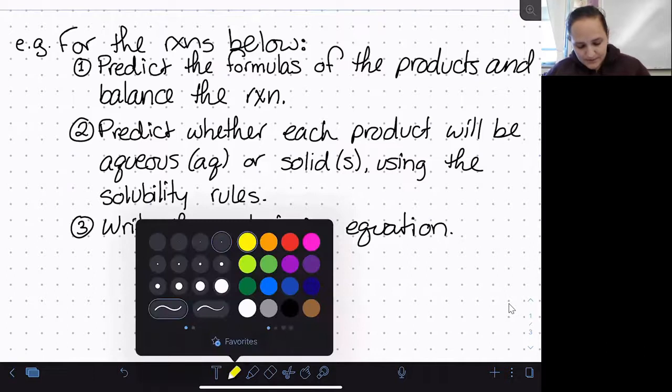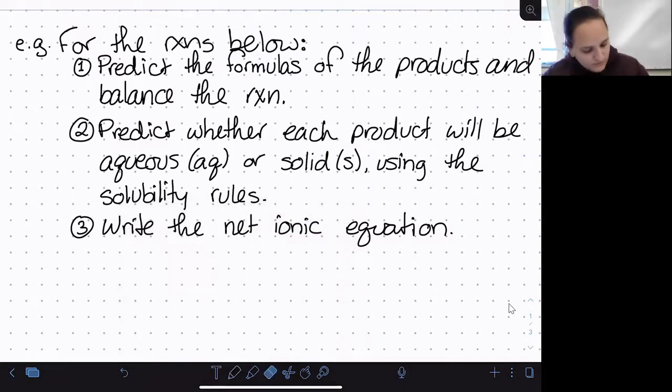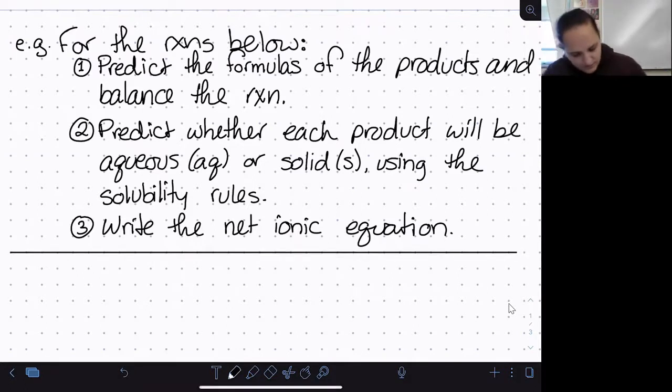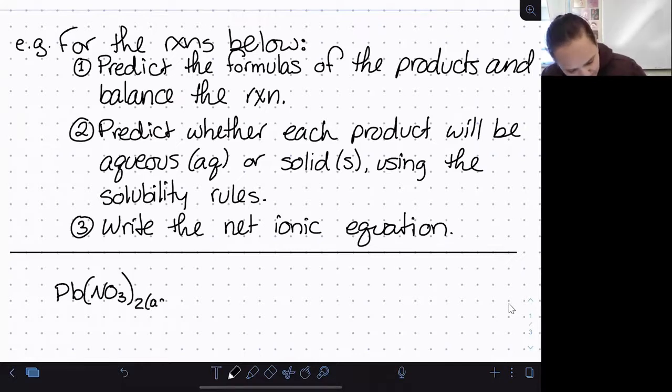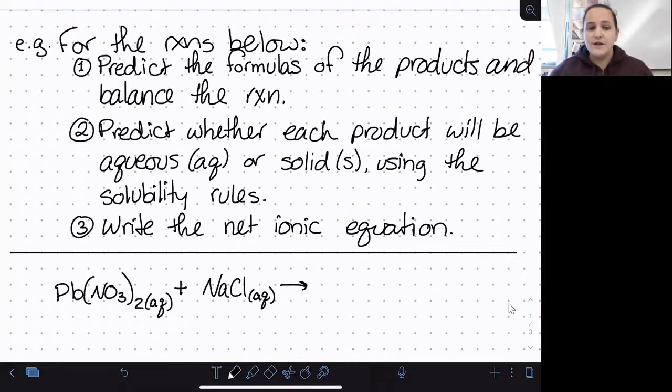Our first example is going to be the reaction between lead nitrate and sodium chloride. Take a minute here and try to finish that reaction. Just do step one. You don't need to put in the states of matter yet. I'll talk you through that part.